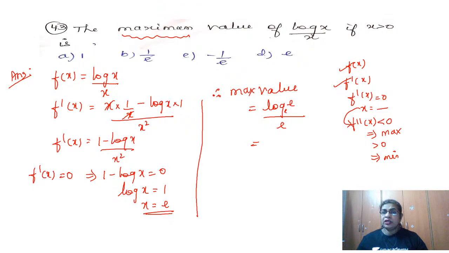is e. So what is log e by e? Log e to the base e is always 1. So I'm getting 1 by e. So this is my answer, B option.